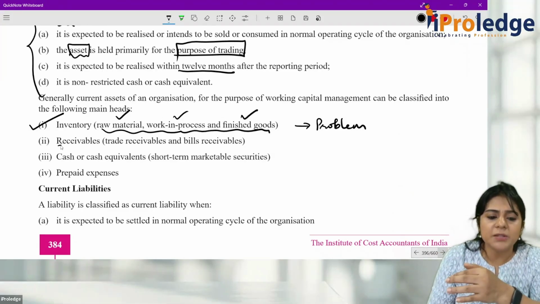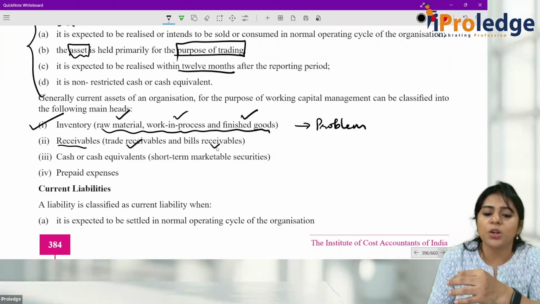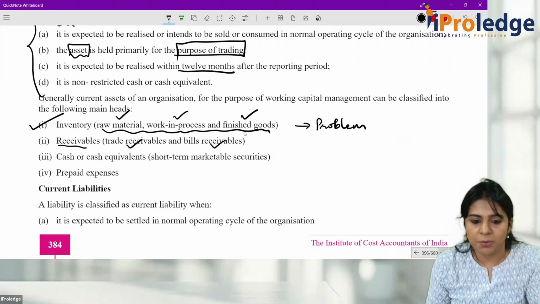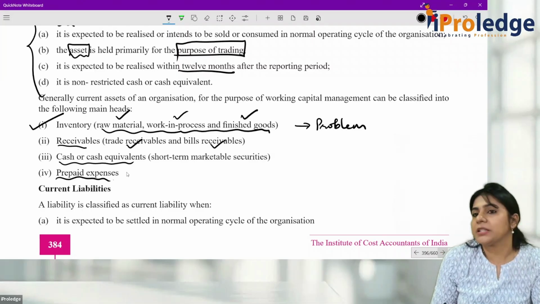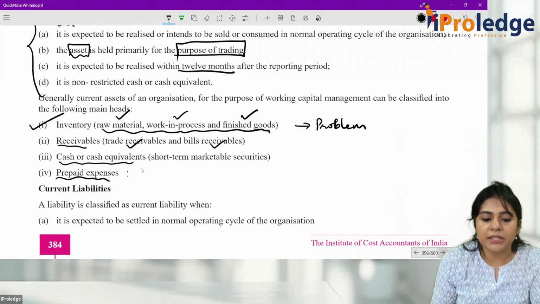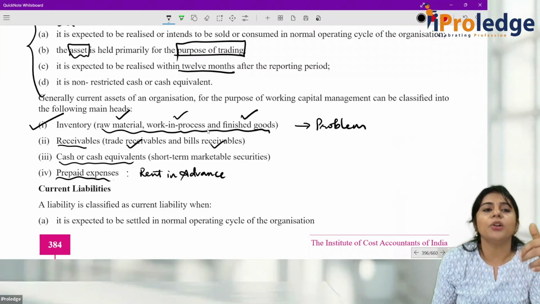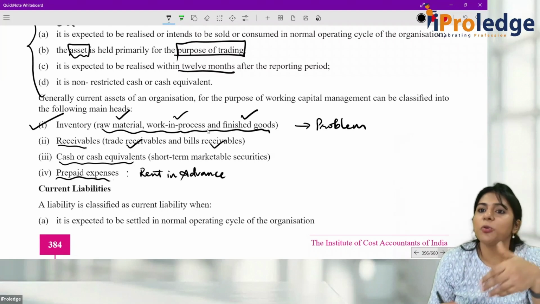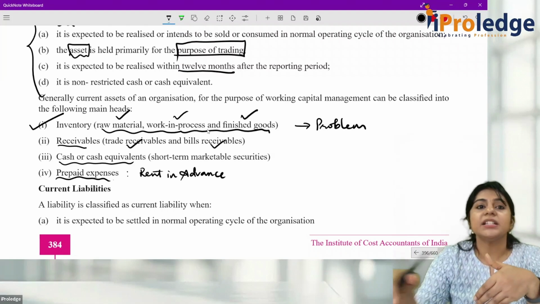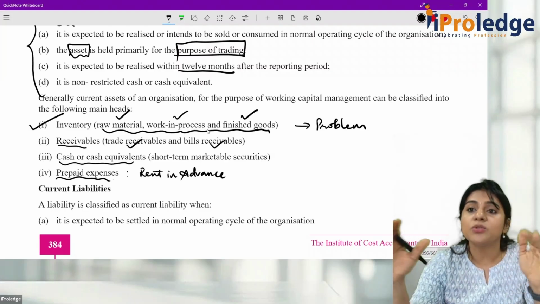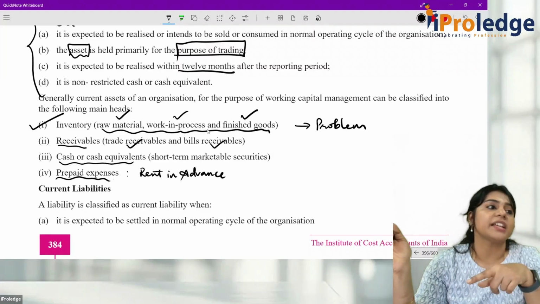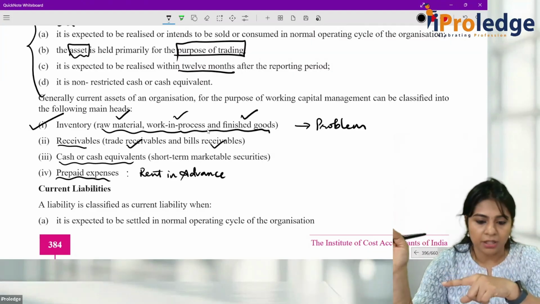Receivables is pretty simple. Either it is a debtor or it is your bills receivable. Cash and cash equivalents, there is nothing to explain. Prepaid expenses means something like rent in advance. Rent is an expenditure which I've already paid in advance. I don't have to pay again next month. So isn't it my current asset? Therefore, these are the kinds of assets which we'll be considering when we are calculating the working capital.